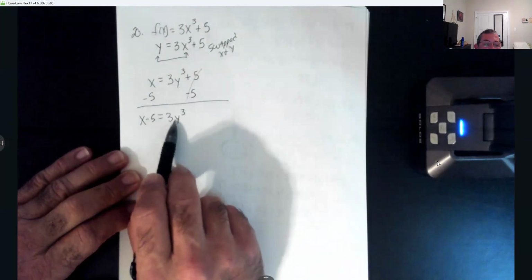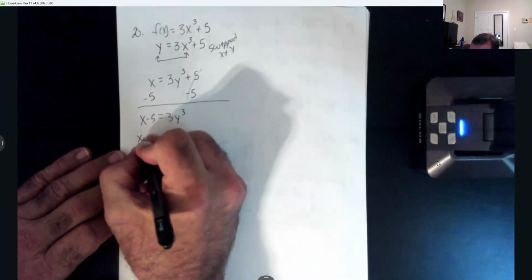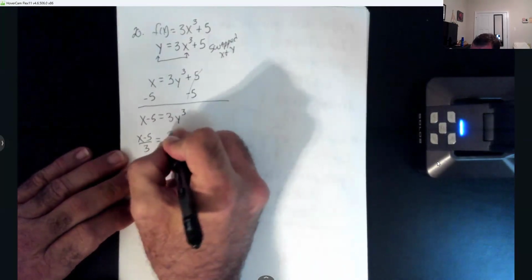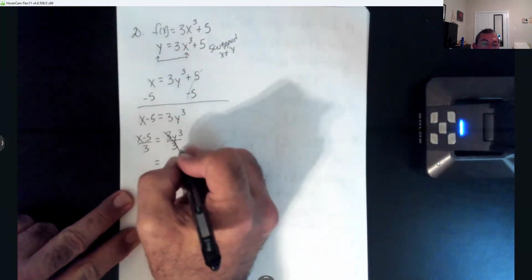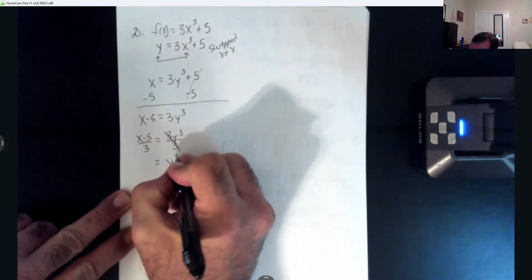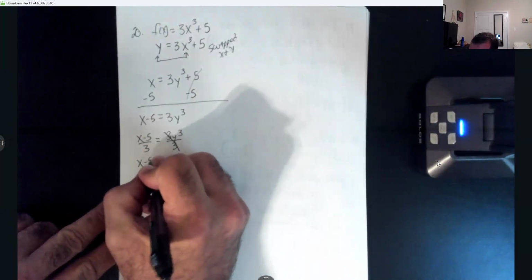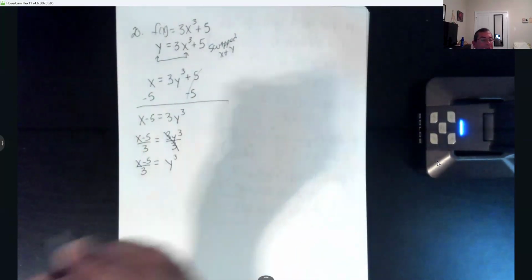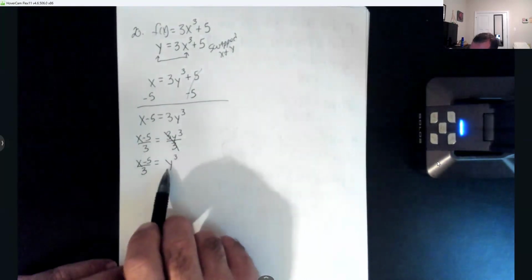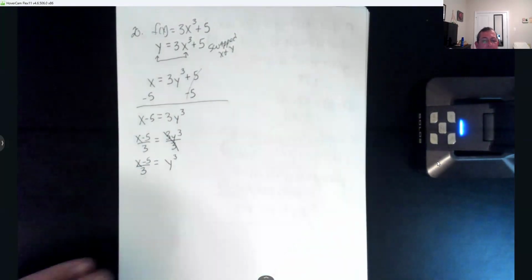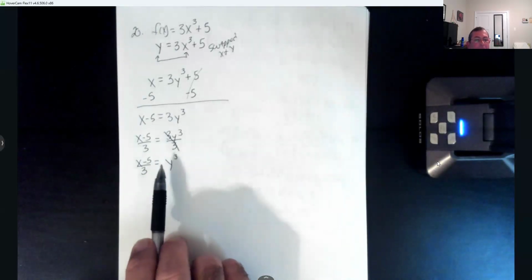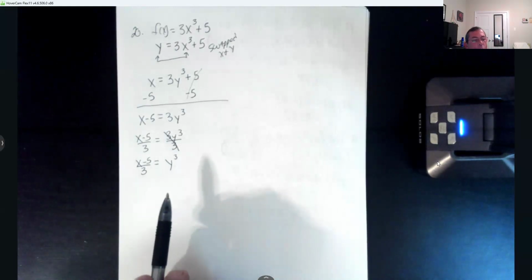Next step I would do, divide both sides by 3. So those 3's are going to cancel, and that's just going to be a y cubed on that side now. And that's going to equal x minus 5 over 3. So my question would be, how can I turn this y cubed into just a y? What would my next step be to bring this down as just a y?